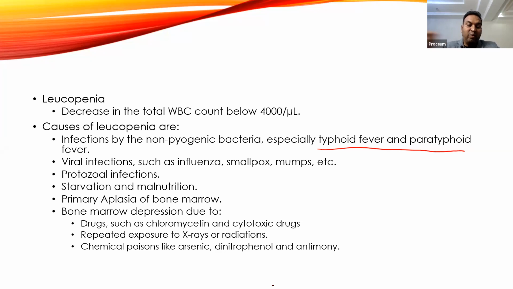Another condition where the WBC count usually first increases and then starts decreasing is treatment with steroid therapy. So when you give steroids, initially there is a little bit of increase in the WBC count, but it will slowly start decreasing when you treat them with long-term steroid therapy.